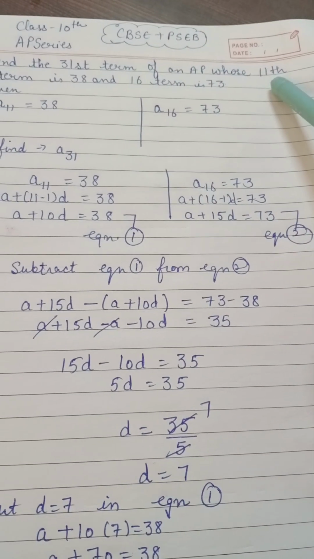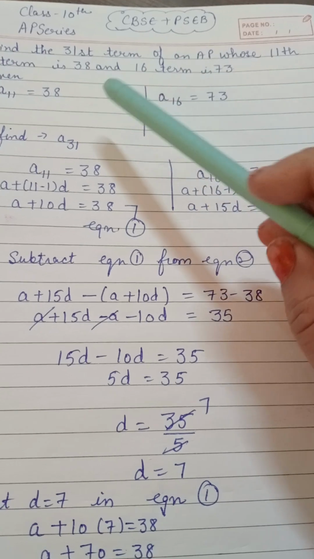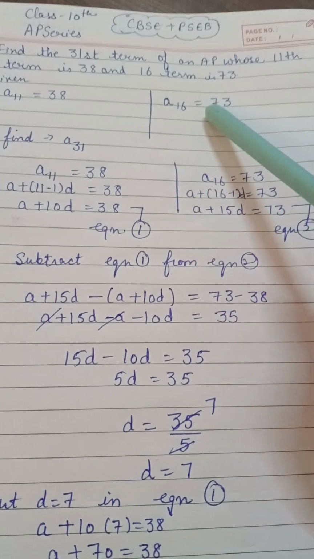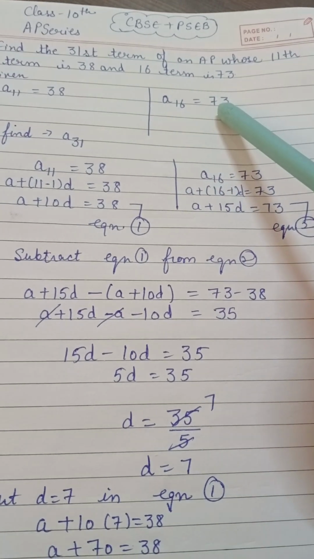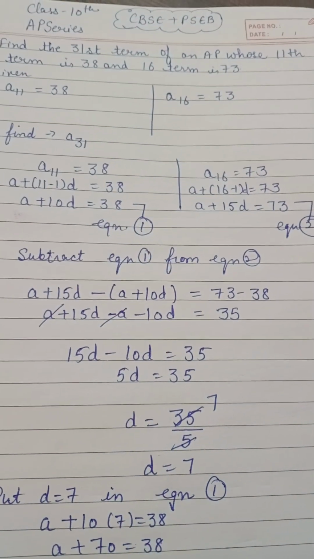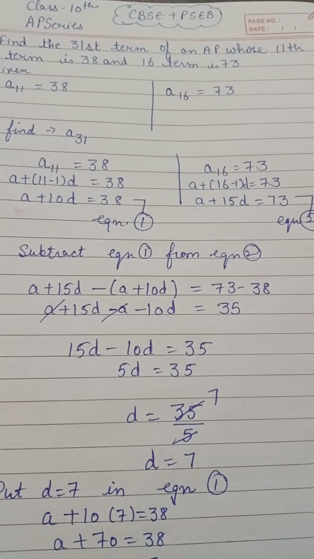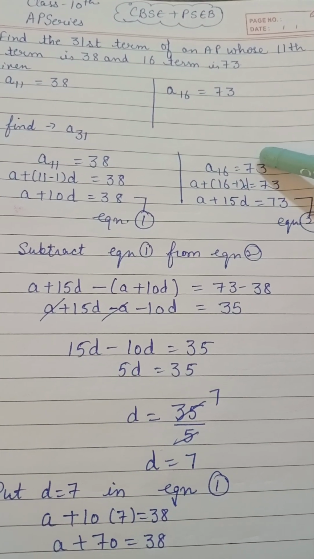मतलब जो 11वें नंबर पे टर्म है और जो 16 नंबर पे टर्म है वो हमें गिवन है. तो A11 is equal to 38 and A16 is equal to 73. एंड दे सेड कि फाइंड द 31st टर्म. तो हमें यहाँ पे 31st टर्म को पता करना होगा. What is given? A11 is given, A16 is given.